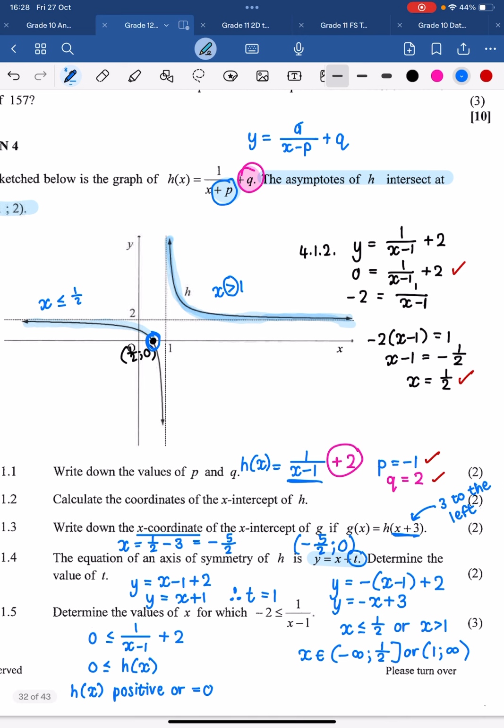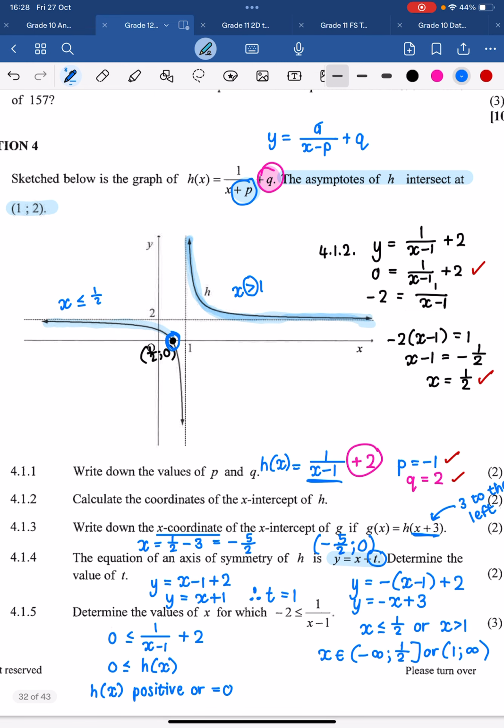Why is it equal to a half? Because the question is saying h of x greater than or equal to 0, and at this point, a half, the function is equal to 0. Y is equal to 0.